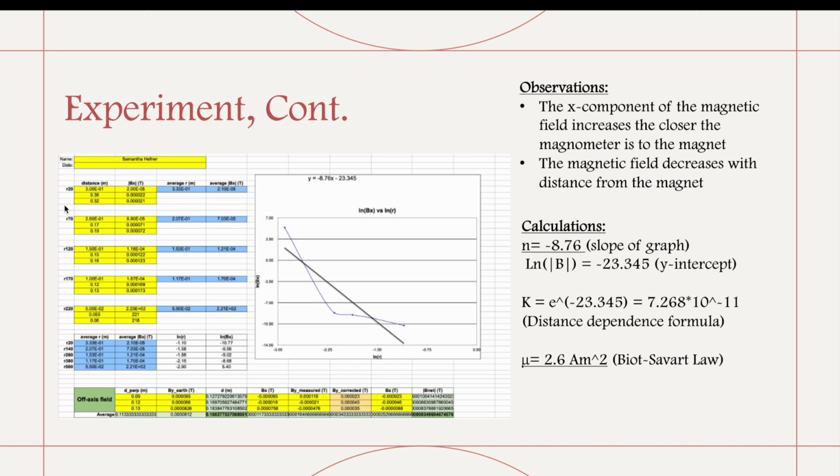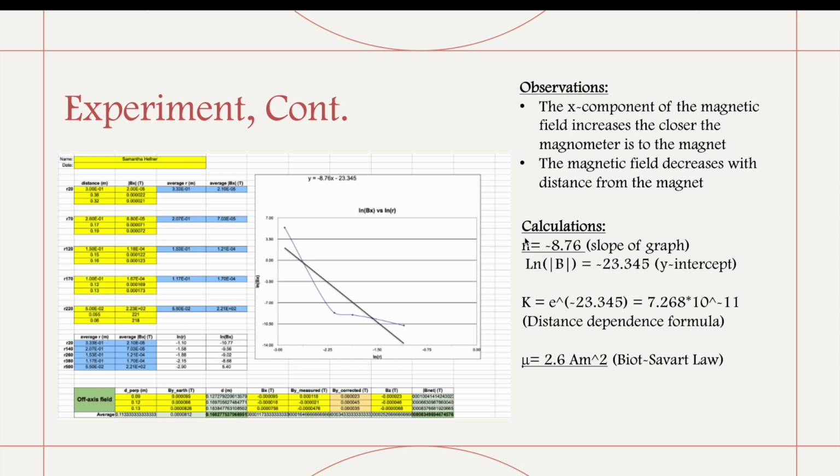So here you can see R20 is the distance needed to have a magnitude of 20, then a magnitude of 70, 120, 170, 220. It graphs all of this, and then you can see the downward trend, which is what we want to see, and it goes along with the distance dependence. So some observation is that the x component of the magnetic field increases the closer the magnetometer is to the magnet, and the magnetic field decreases with distance from the magnet.